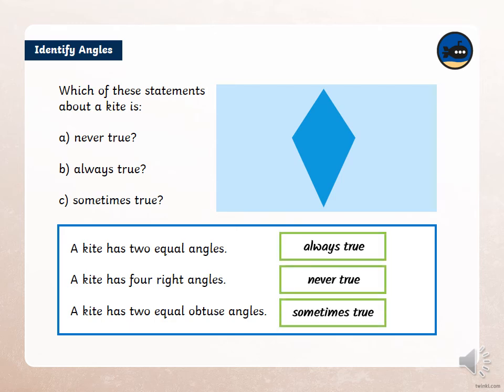So here are the answers. A kite has 2 equal angles. So the opposite angles are equal. A kite has 4 right angles. Is never true. And a kite has 2 equal obtuse angles. That can sometimes be true.